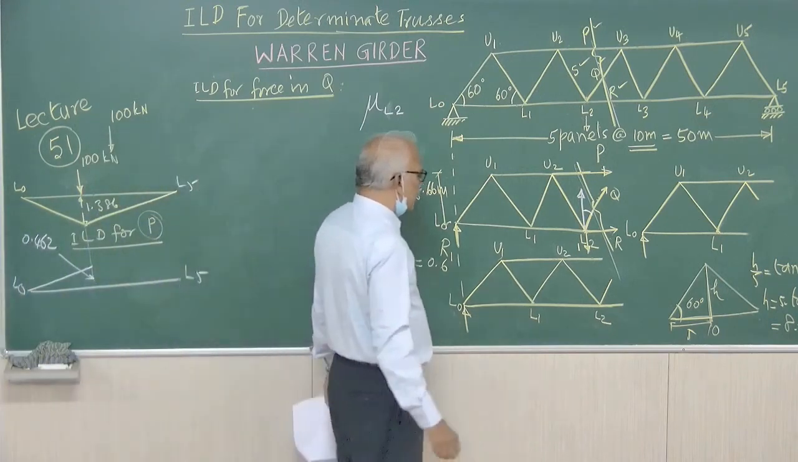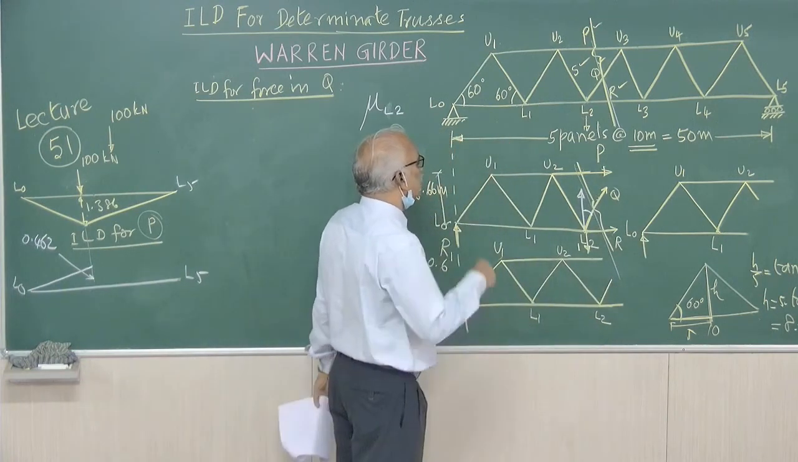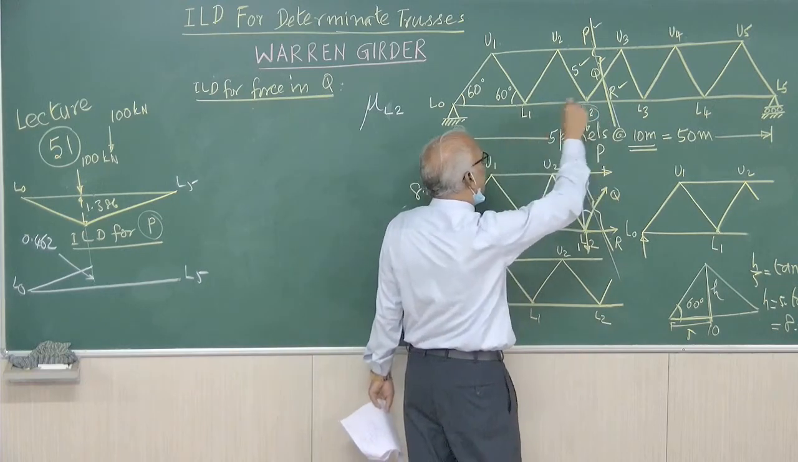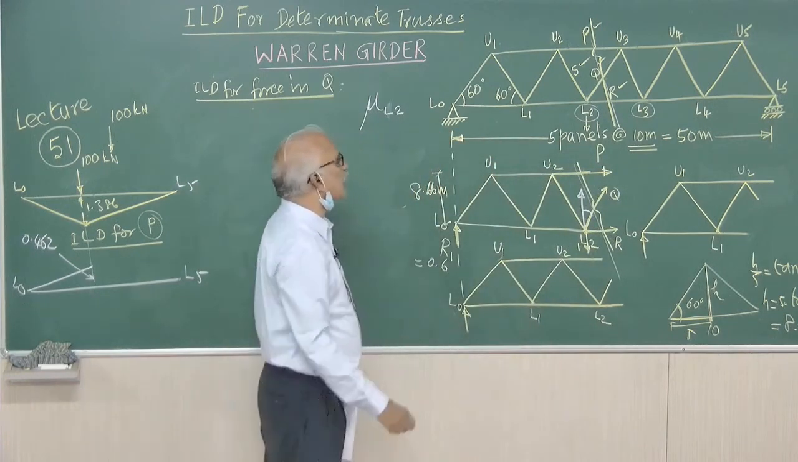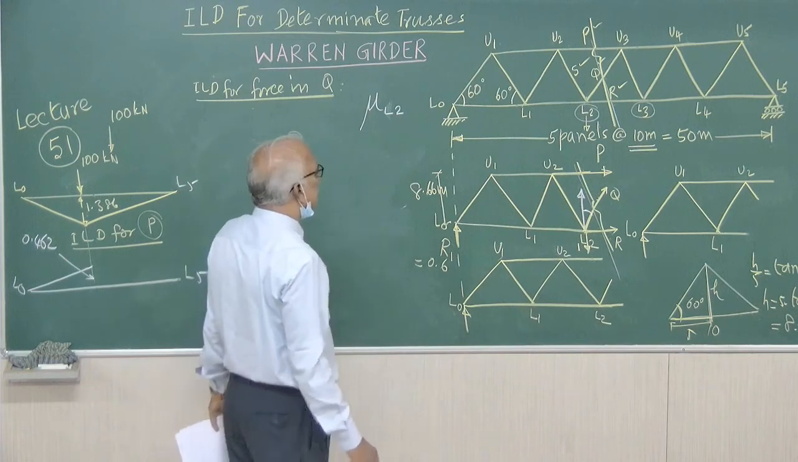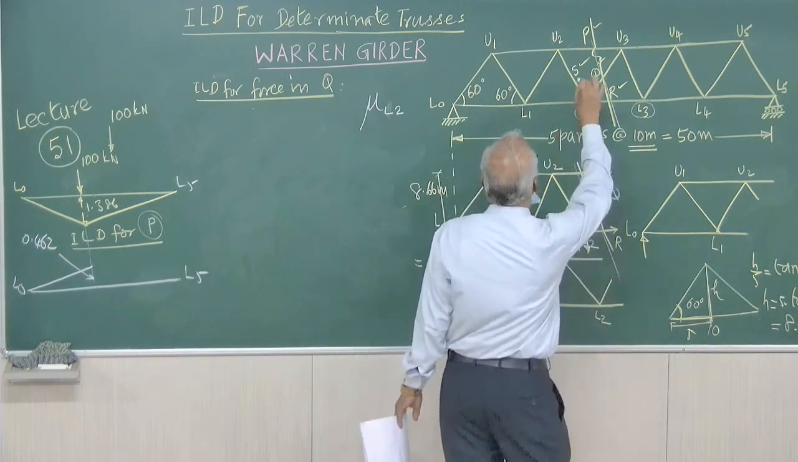Now, let us apply the unit force at the right end of the cut section. Right. One is to the left of the cut section, L2. The other one is to the right of the cut section, L3. Because we have to apply the unit force in the loaded chord, because this is a through truss.